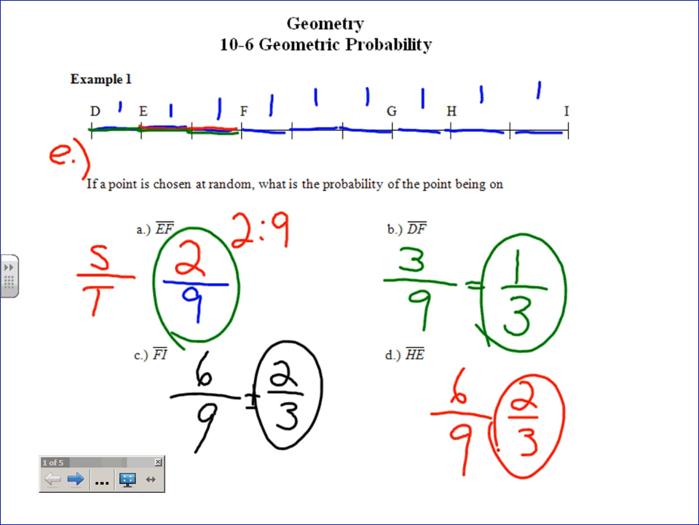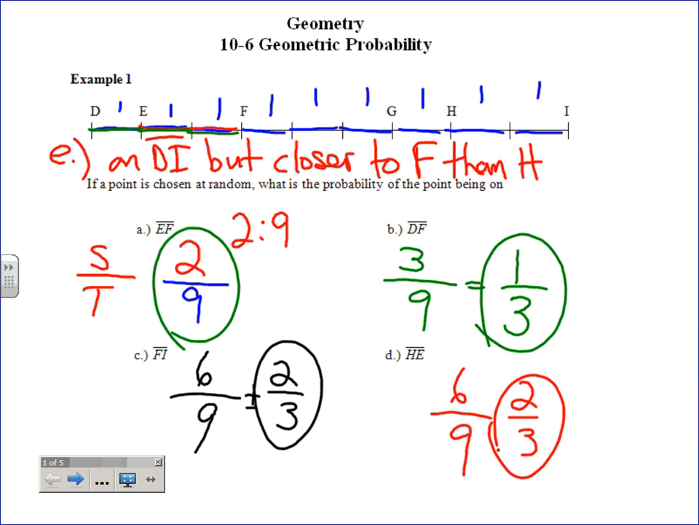I'm going to say it is most definitely on DI. So I'm telling you for a fact I hit the target. But closer to F than H. Once you actually do one of these, the wording seems less confusing than maybe it does right now. So again, on DI, I'm telling you, I most definitely actually hit the target when I tried this. But the place I hit was closer to F than it was to H.